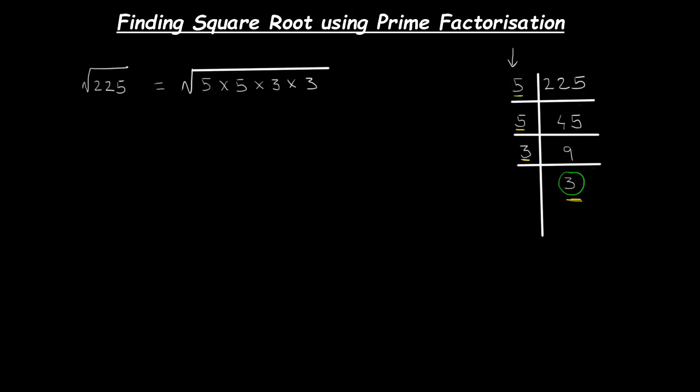Now at this stage, you form pairs of two similar numbers. So this is one pair and this is the second pair. Now from each pair you take one number. So from the first pair you can take out 5 and from the second pair you can take out 3, and you multiply this. So 5 multiplied by 3 gives you 15. So we can say the square root of 225 is equal to 15.